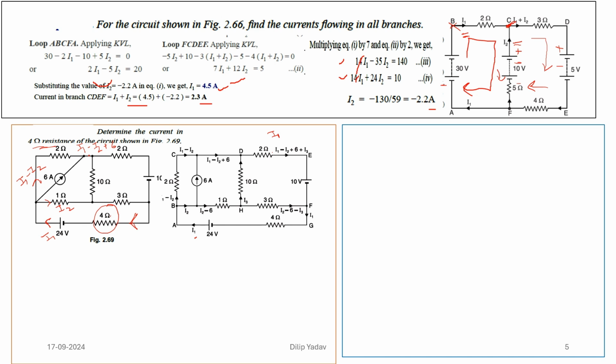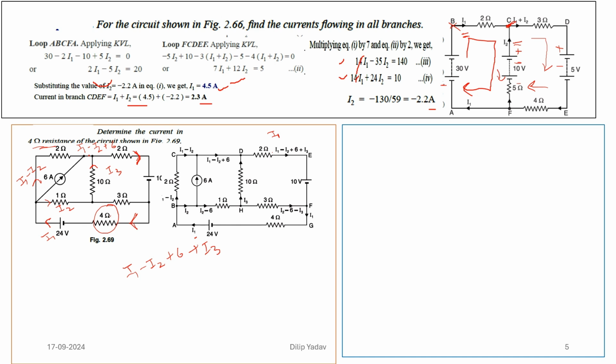Now I have taken I1 and I2, and if I take this as I3, the current will be the summation of these. So it will be I1 minus I2 plus 6 plus I3, which will be the total current flowing across the 2 ohm. Now this is a voltage source.